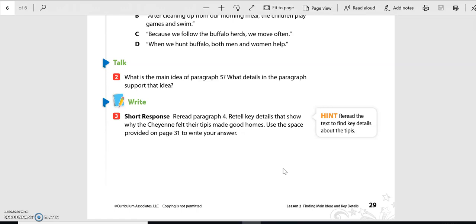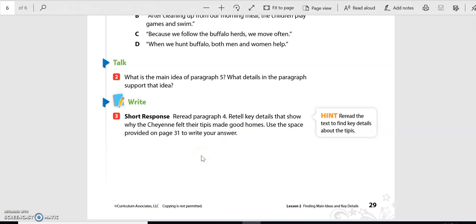So, now that you've had some time to write, I want you to think about your response and how you will start your answer. I see you making a plan. I love to see that. What we're going to do is allow you time to write your short response, and then we want you to go back over to make sure that you have answered all parts of the prompt, which means retelling the key details that show why the Cheyenne felt their teepees made good homes.